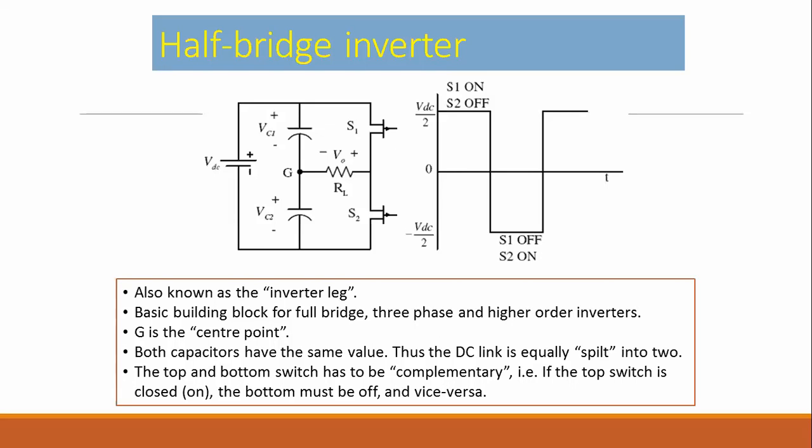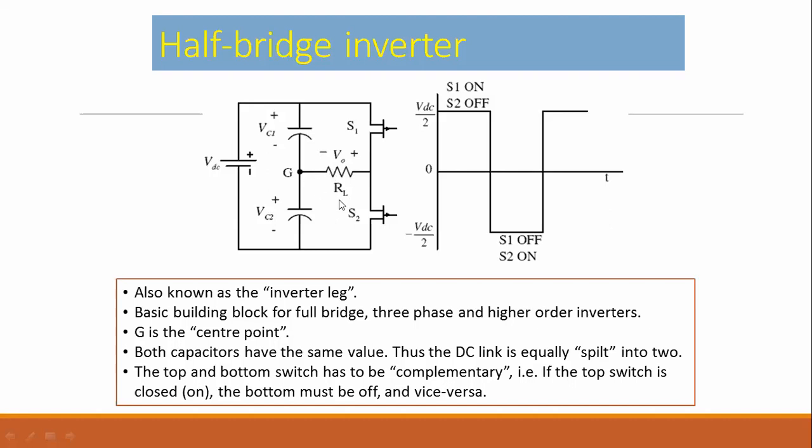What actually happens if we go through its operation? The input is DC voltage. So first of all, if this switch and this switch are off, it means they are reverse biased, or if they are not working, or if they are thyristors and the gate pulse is not provided, no current will flow through this.